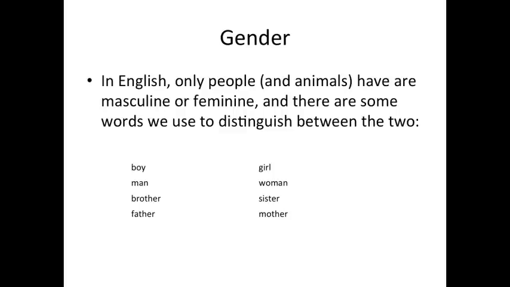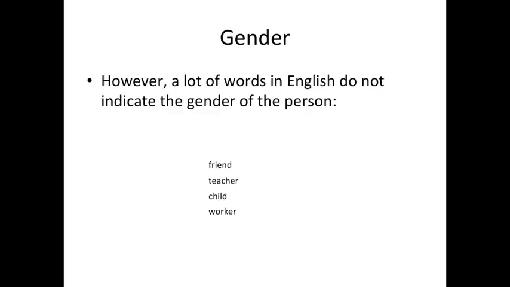We even have some special words that we use to distinguish whether we're talking about a male or a female. The words on the left, such as boy, man, brother, and father, we know when we use those we're talking about a male member of the species. The words on the right, girl, woman, sister, and mother, when we say those words we know we're talking about a female. However, in English a lot of words don't indicate the gender of a person.